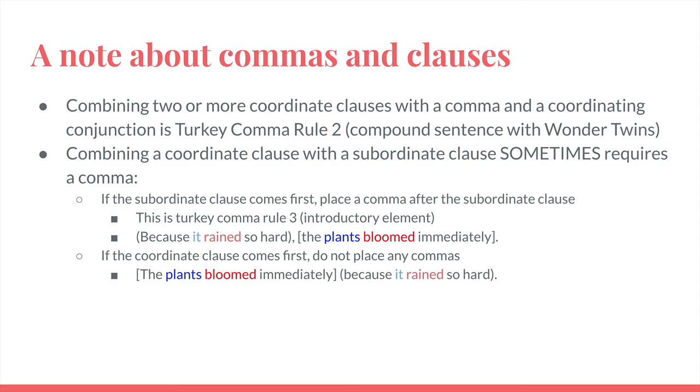The main part of your sentence, the coordinate clause, the part with the subject and the predicate of the sentence, is "the plants bloomed immediately." "Because it rained so hard" is just additional fluff. You don't need it to make a grammatically correct sentence. And since that unnecessary part comes at the beginning, you know that you have to separate that unnecessary information with a comma. Now, if the coordinate clause comes first, then typically you do not place any commas. "The plants bloomed immediately because it rained so hard." Now, there will be exceptions to that, but we'll get into those a little bit later on in the semester.